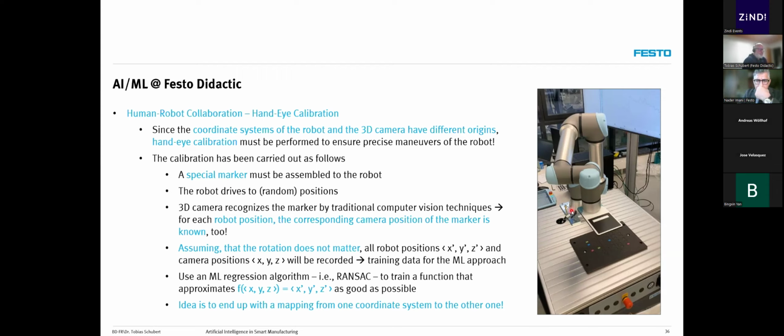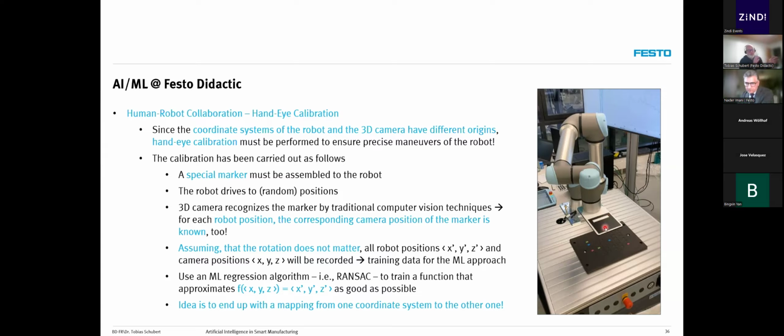Let's do it again with machine learning. So what we did is we take a special marker, which can be detected by the camera quite well. And then we say the robot should drive to, let's say, 100, 200 positions now, somewhere over here in his working area. And once he has reached a position, he will stop. The camera will make an image and will analyze the position of this marker.